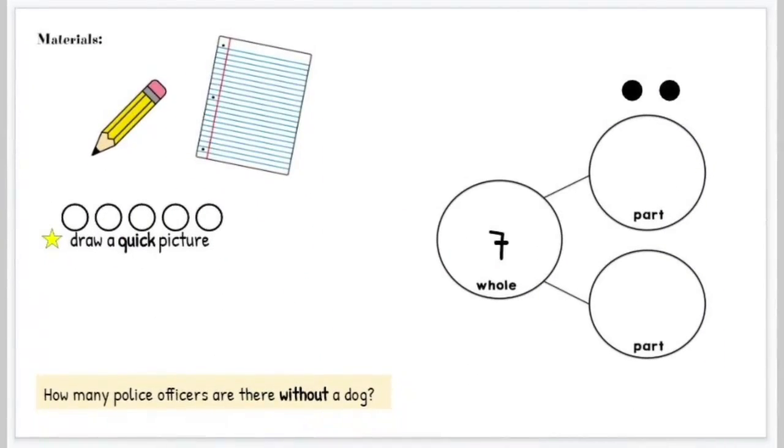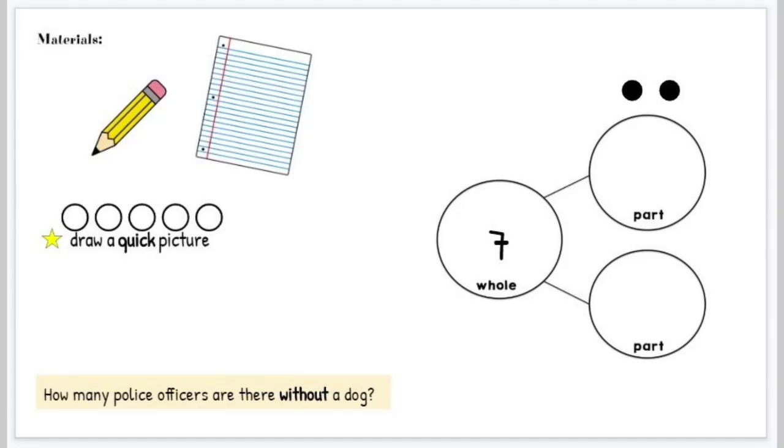Did you draw a quick picture showing 2? You are correct. Now, how many police officers are there without a dog? Can you draw a quick picture to show those police officers? I'm going to go back to the picture, and then you can answer this question.